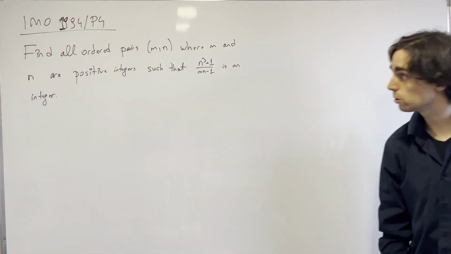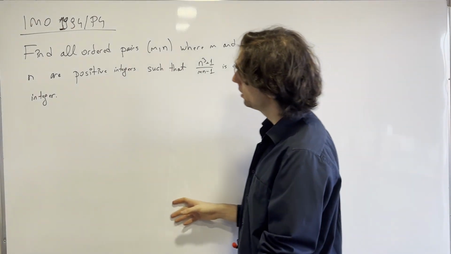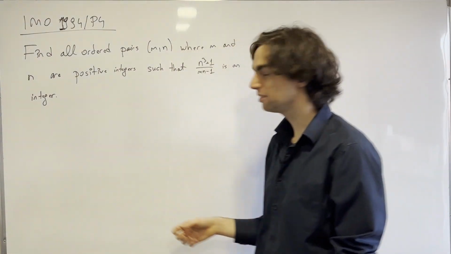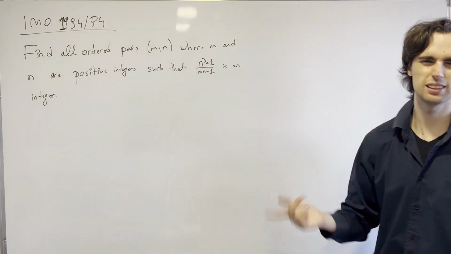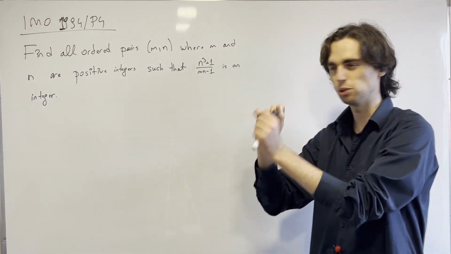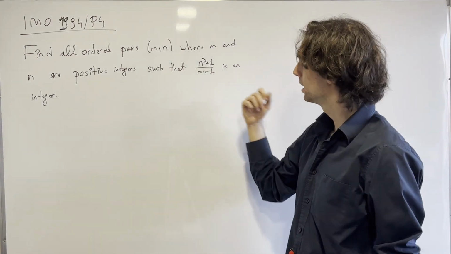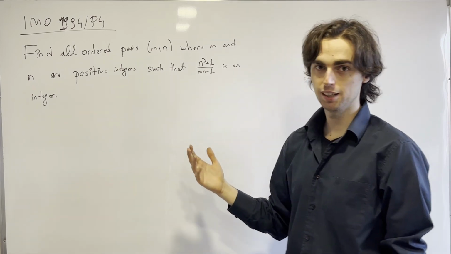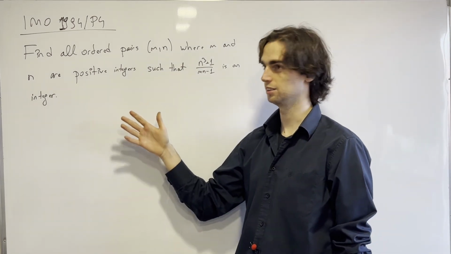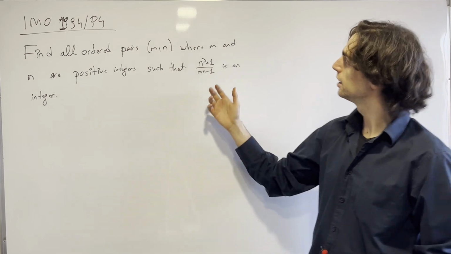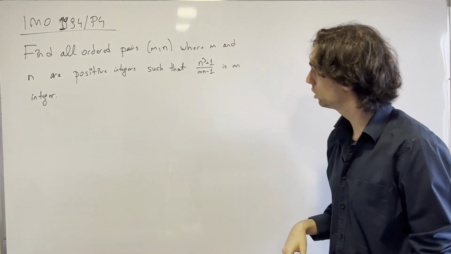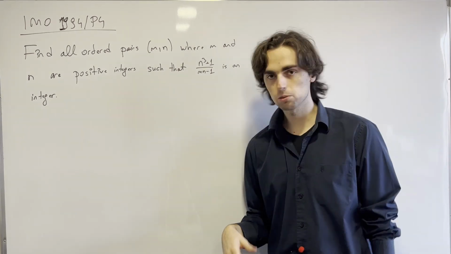We need to find all ordered pairs of m and n, where m and n are positive integers. I usually like when they use x and y instead of m and n because they're so similar to each other, and it's hard to say m and n, m and n, m and n, instead of x and y. Such that this is an integer: n cubed plus 1 over mn minus 1.